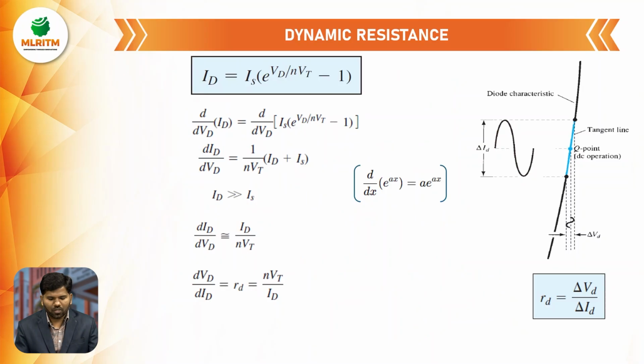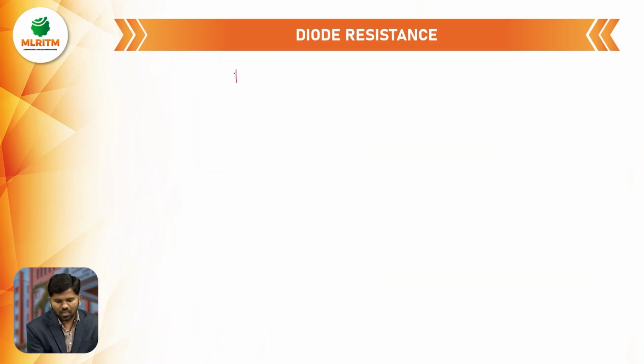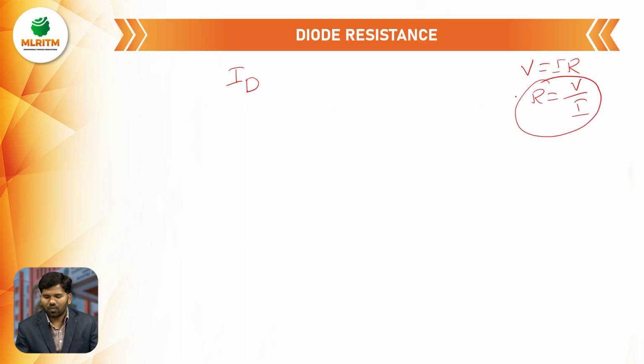Now we are going to solve the formula equation for dynamic resistance. So it is the derivation for dynamic resistance. I can show how it can be solved. So we know the diode resistance: V is equal to IR. From this, R is equal to V by I. Now we are going to find out the resistance when we are applying some AC signal, right? We know the diode current equation, ID is equal to IS into e power VD by eta VT minus 1, right?